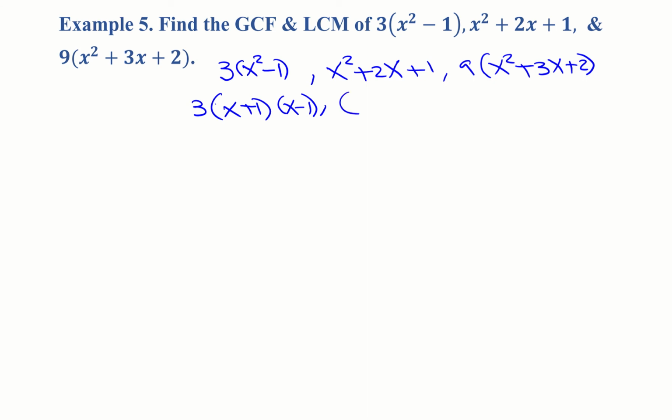For the middle one, we can see that's a perfect square trinomial, right? Remember the rule? F squared plus 2FL plus L squared equals quantity F plus L squared. Here, F is x, L is 1. So basically, that expression right there is the square of x plus 1. So we get quantity x plus 1 squared.